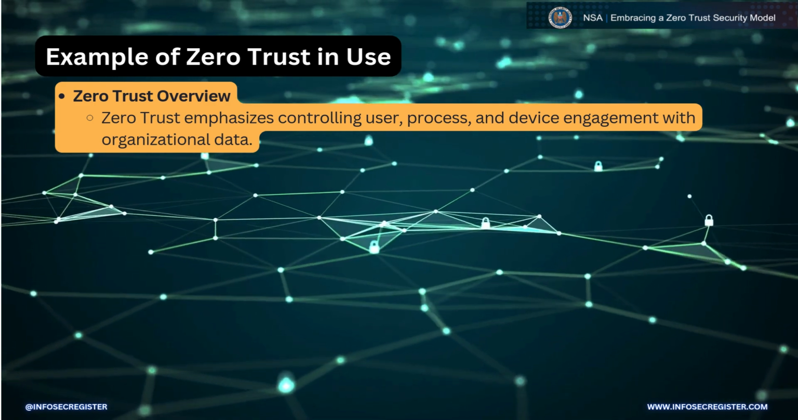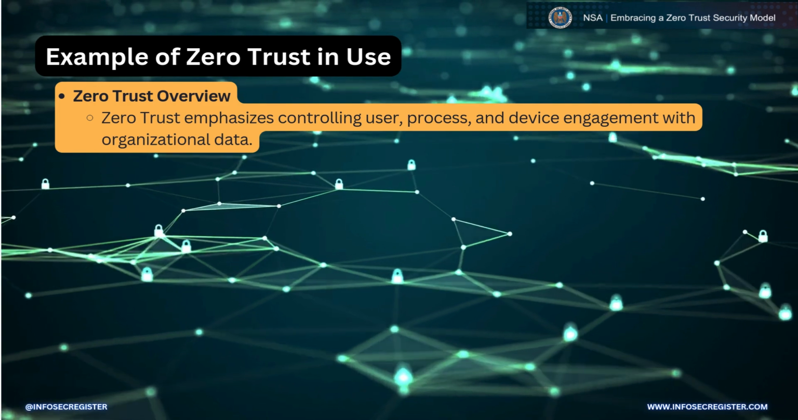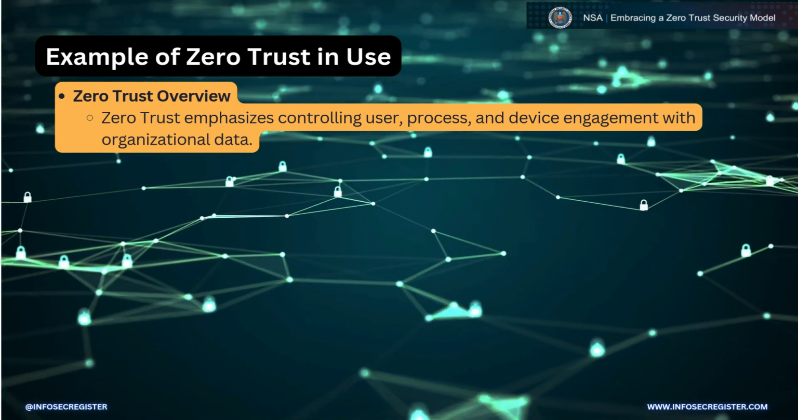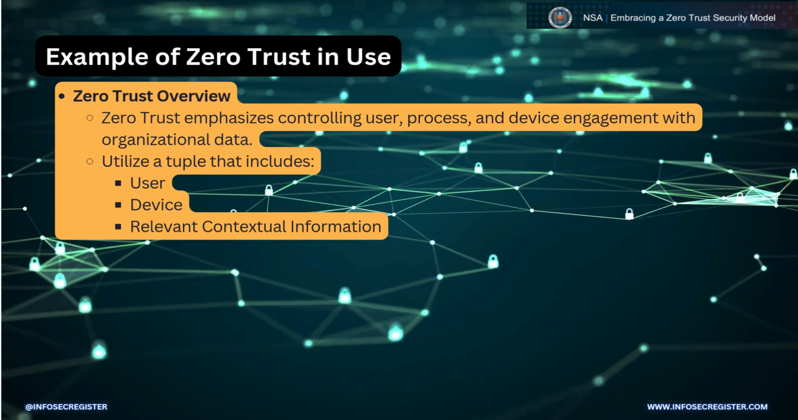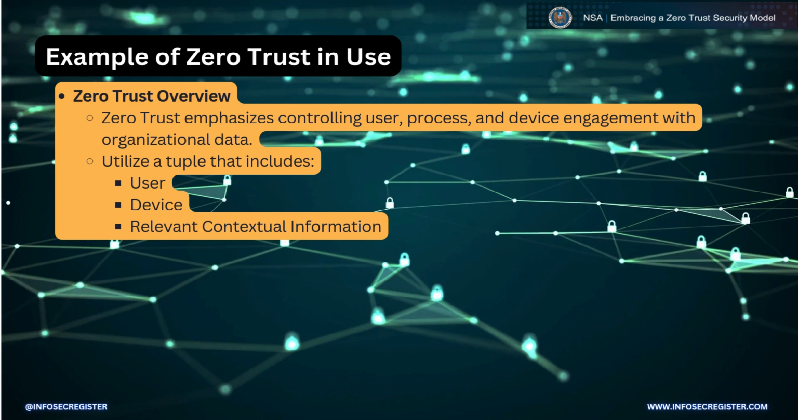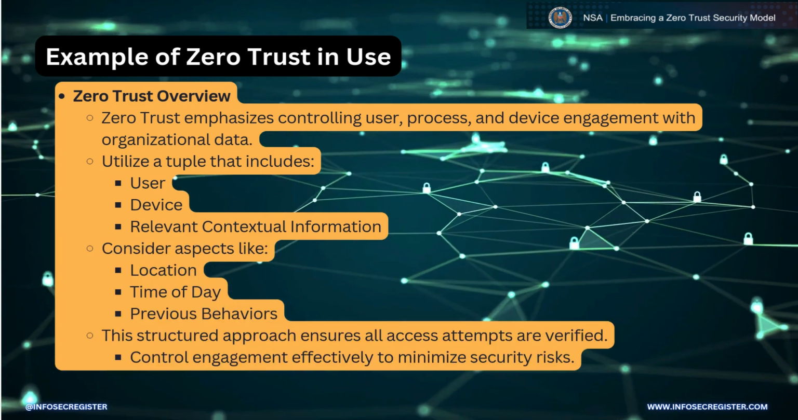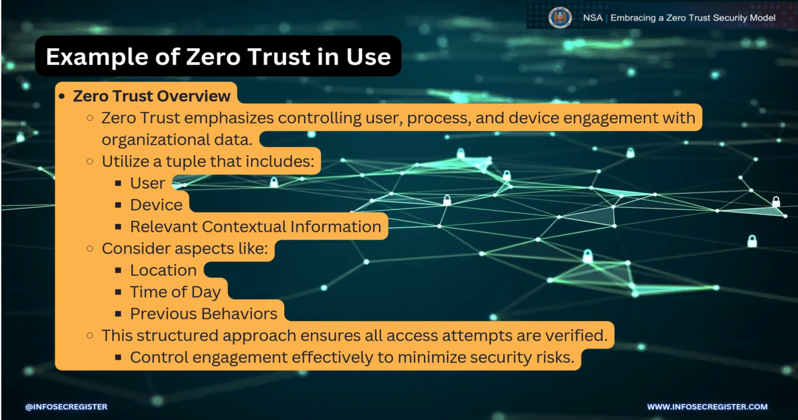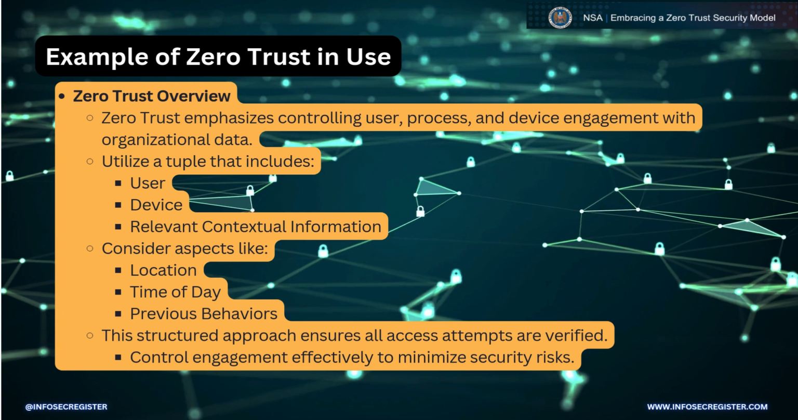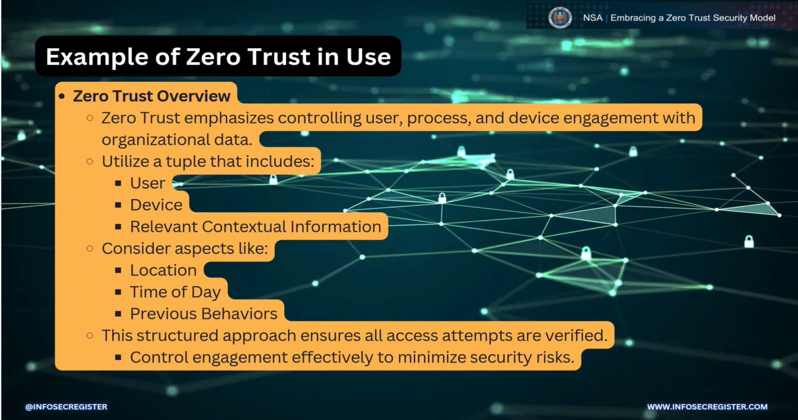Zero Trust focuses on understanding and controlling the engagement of users, processes, and devices with organizational data. This is achieved through the use of a tuple, which includes the user, device, and relevant contextual information, such as location, time of day, and previous behaviors when making access decisions. This structured approach significantly enhances security by ensuring that all access attempts are verified.